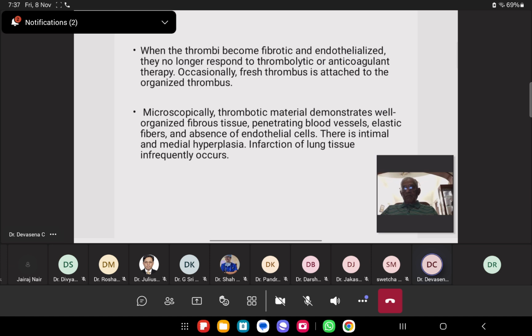Microscopically, thrombotic material demonstrates well-organized fibrous tissue, penetrating blood vessels, elastic fibers, and absence of endothelial cells. There is intimal and medial hyperplasia. Infarction of lung tissue will progress.